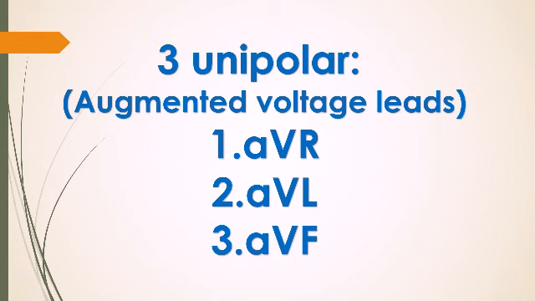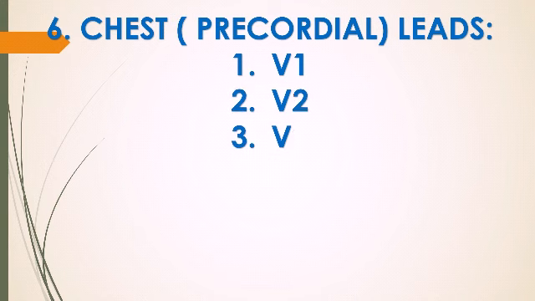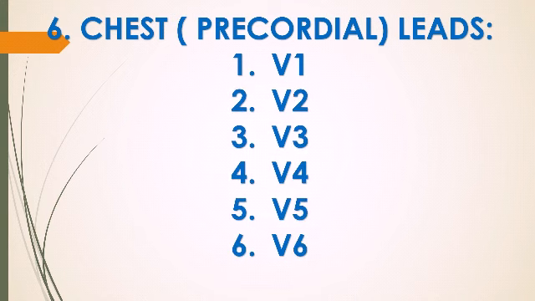Then we are remaining with the other 6 leads. The other 6 leads are called chest, or precordial leads. Those are the ones from the electrodes attached to the chest. There is V1, V2, V3, V4 up to V6. Now let us see the leads in detail.